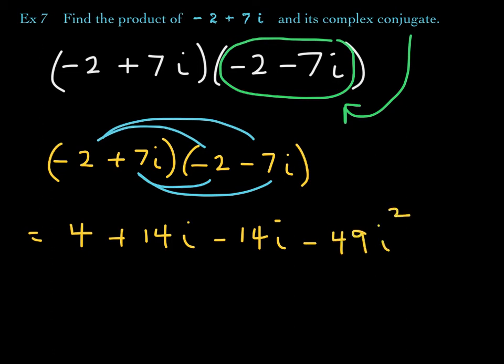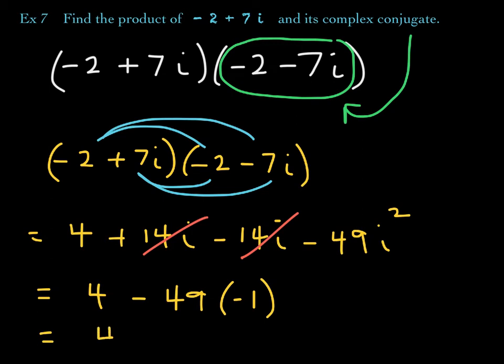Now pay close attention. Notice that your imaginary terms cancel. Okay, that was so important what just happened right there. And then you end up with 4 minus 49, watch this, times negative 1, because i squared is negative 1. So you end up with just 4 plus 49. You end up with just the number 53. Now, the amazing thing is this answer is not an imaginary number. This answer is just a real number.